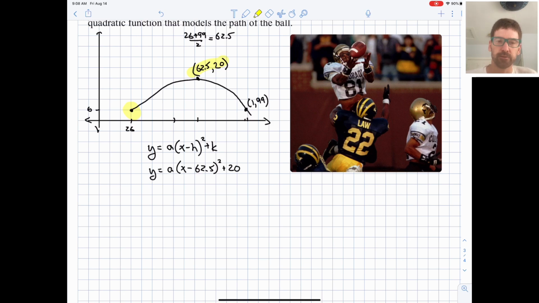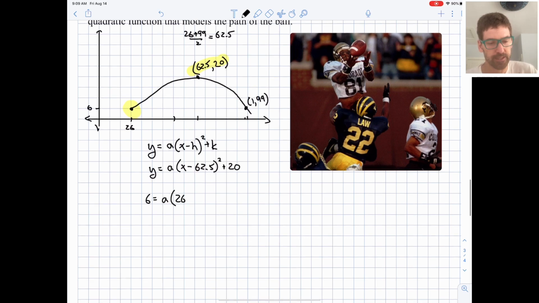All right, so now we don't know what a is, but we need to figure that out. And so we can take any other point on our parabola, and we have two other clear points, the (26, 6) and the (99, 1). We can plug those coordinates in for x and y. So we're going to take the (26, 6) point, and y is 6 feet above the ground. A, we still don't know what it is. X is 26. And now we just need to solve for a, okay?